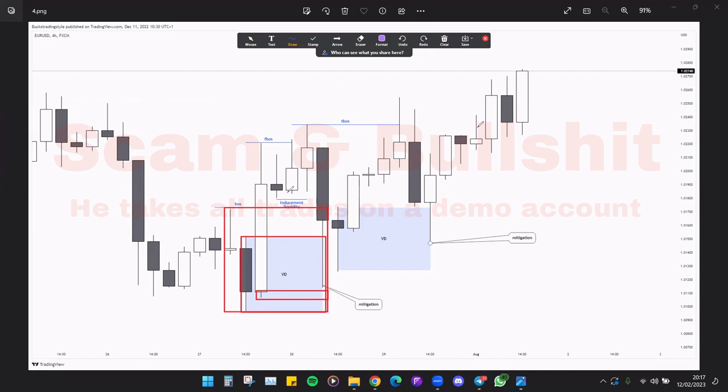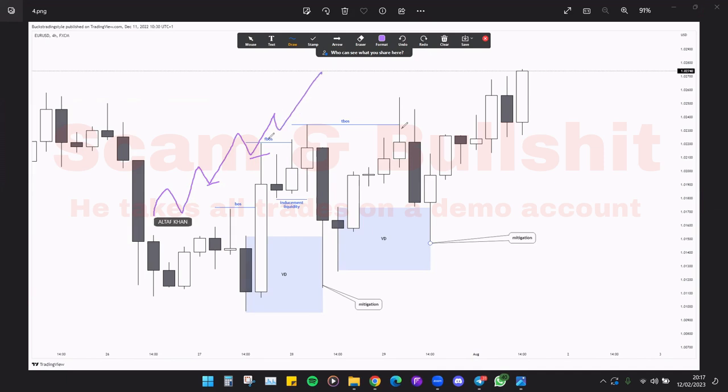Okay. So what did price do? After inducing, the price came to mitigate the whole of the demand zone and then went up to the true break of structure. Do you understand? Yes, correct. Okay.